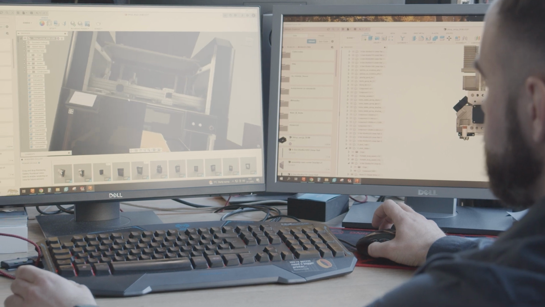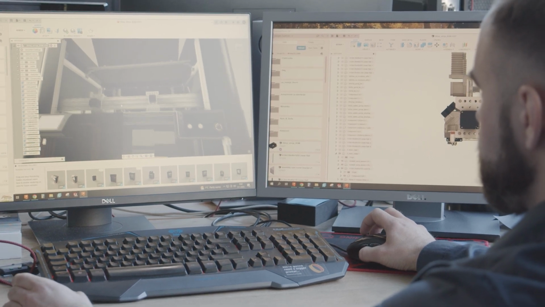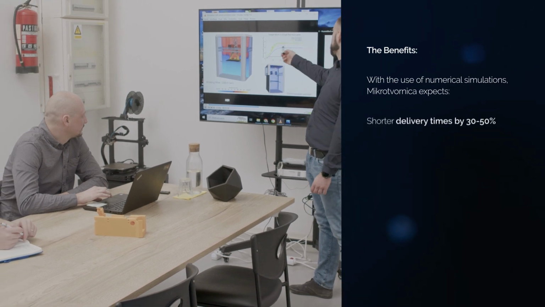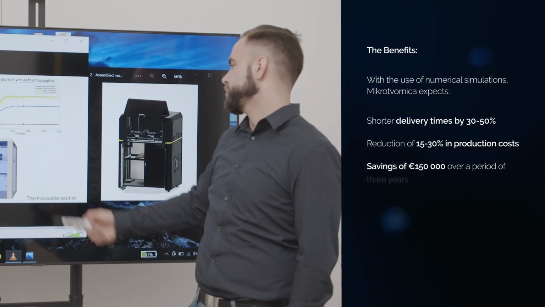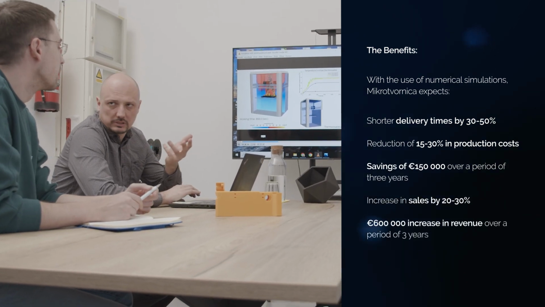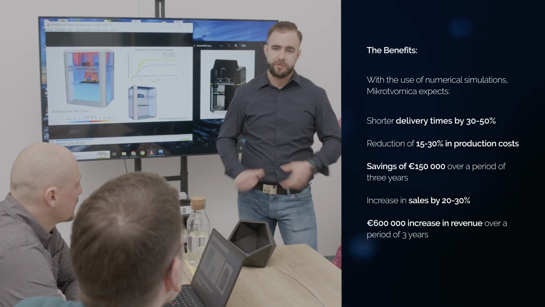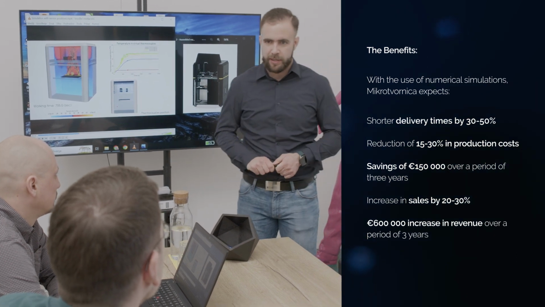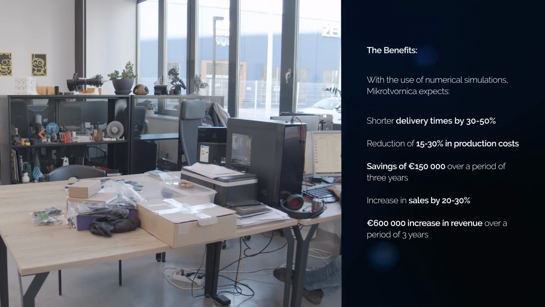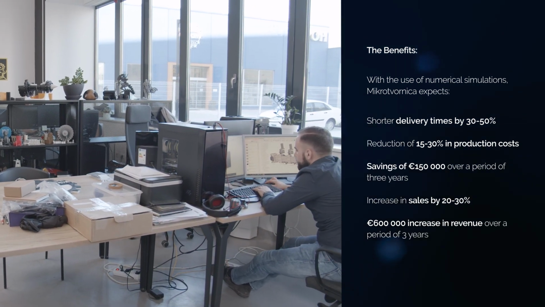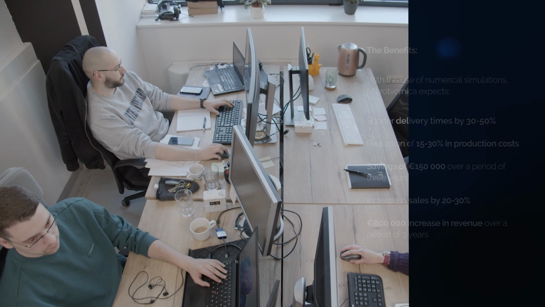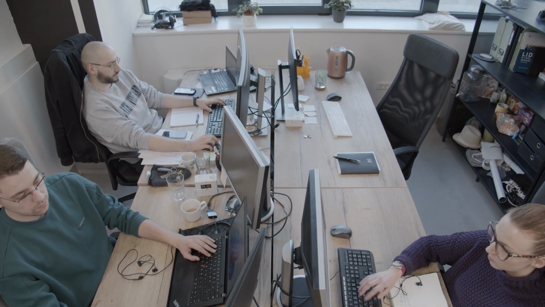By using HPC and numerical simulations, delivery times can be shortened significantly by 30-50%, leading to a reduction of 15-30% in production costs. This amounts to savings of 150,000 euros over a period of 3 years. Therefore, it is possible for Mikrotvornica to achieve an increase in sales by 20-30%, which can generate 600,000 euros more in revenue over a period of 3 years.